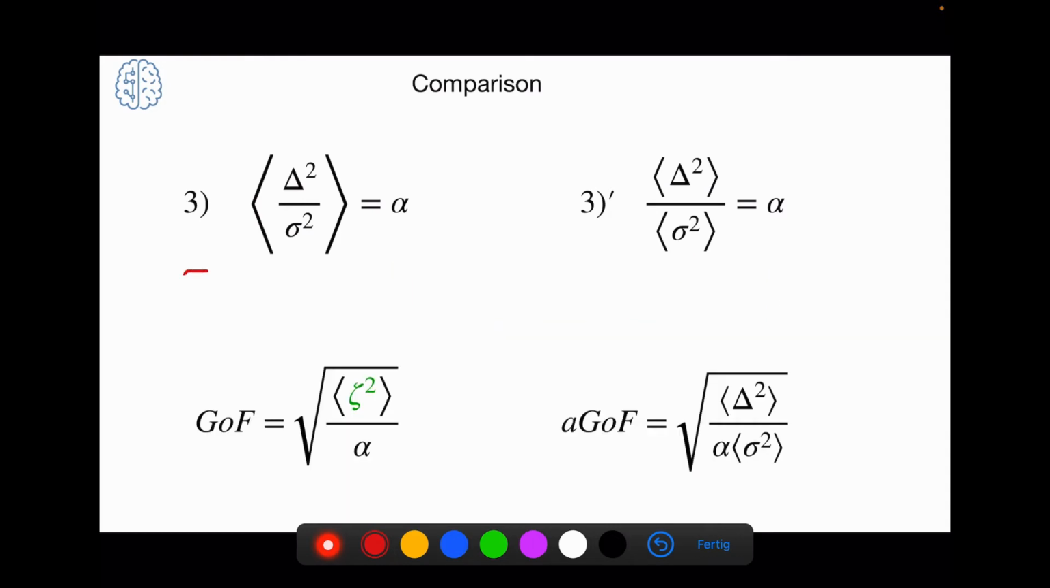The traditional equation 3 is related to the goodness of fit. You see also in the goodness of fit, if you replace zeta squared by alpha, then the goodness of fit is identical to 1. In a similar way, we can use equation 3 prime to define an alternative goodness of fit. And it's defined analogous to the goodness of fit, with the only difference that the averaging was done differently. So it looks quite similar.